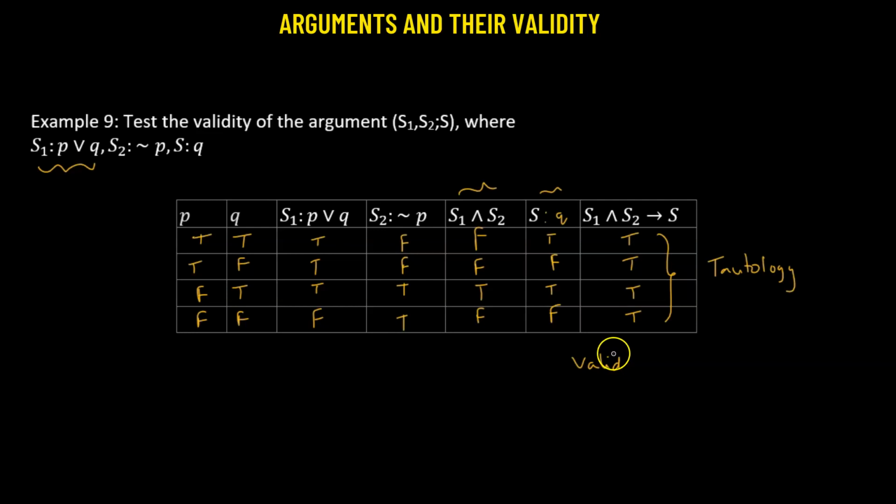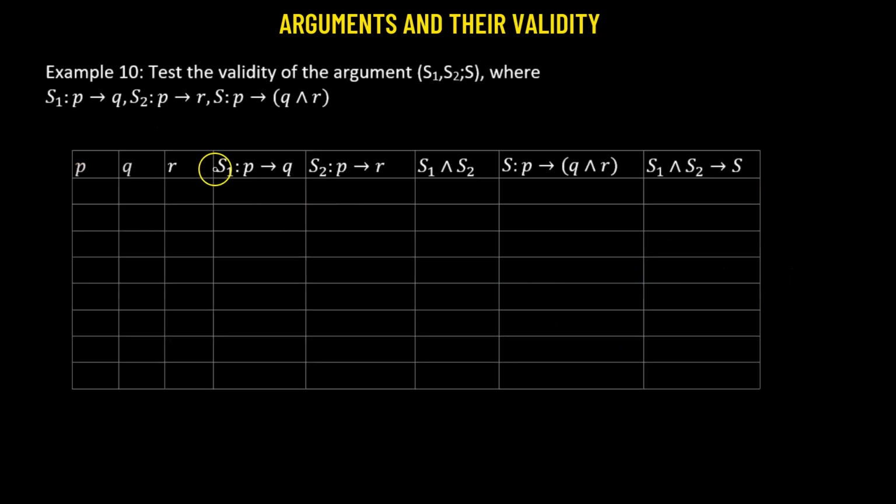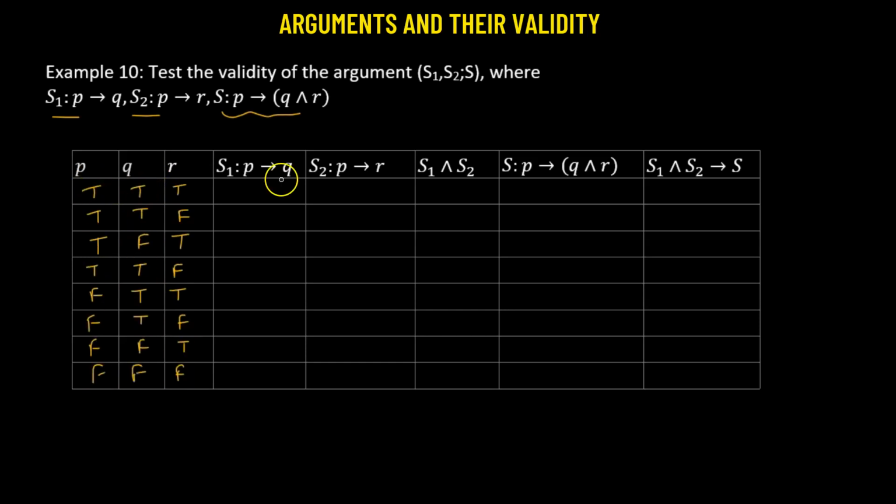Let's do another problem. Here we have three statements, P, Q, and R, and we are provided with two hypotheses. So let's test the validity of this particular argument. First, we'll begin by listing out the truth values or the possibilities of P, Q, and R. Now coming to hypothesis 1, which is a conditional statement, if P then Q. So we'll consider these two columns.